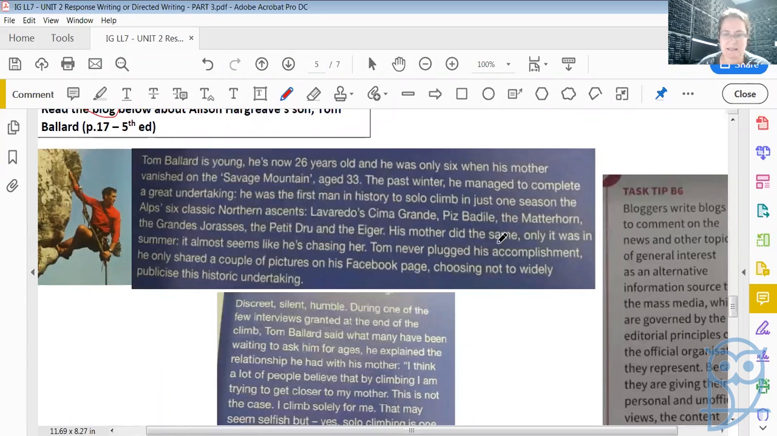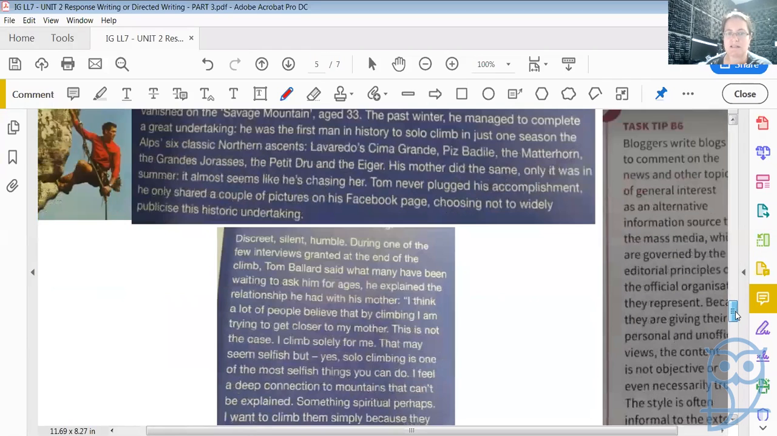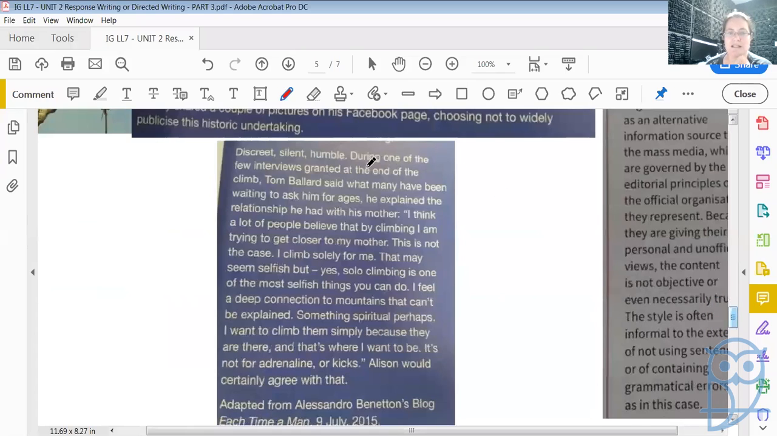Tom never plugged his accomplishment. He only shared a couple of pictures on his Facebook page, choosing not to widely publicize this historic undertaking. Let's look at the next section. Discreet, silent, humble. During one of the few interviews granted at the end of the climb, Tom Ballard said what many have been waiting to ask him for ages. He explained the relationship he had with his mother.